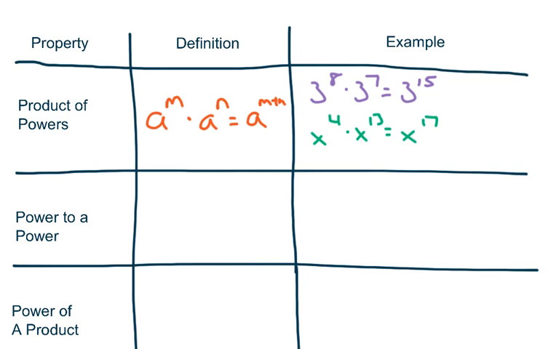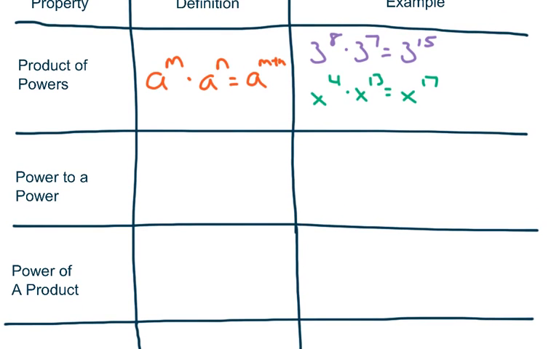Or if we had a variable like x to the 4th times x to the 13th, that would become x to the 17th. Okay, for power to a power, that is if we have two exponents right next to each other. So if we have a to the m to the n power, what we're going to do is make this a to the mn power. We're going to multiply those two exponents together.